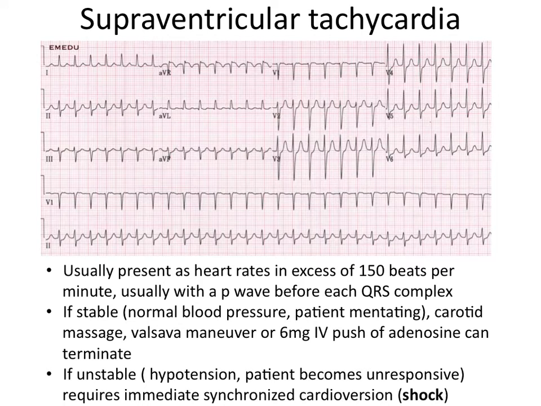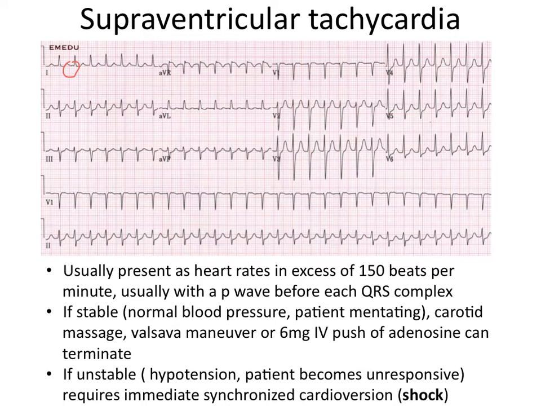Here's another example of a 12-lead electrocardiogram of a patient in supraventricular tachycardia. As discussed previously, P waves may be difficult to discern in these patients. However, on examination of multiple leads, you may be able to distinguish a P wave that may precede each QRS, as seen here in lead 1.